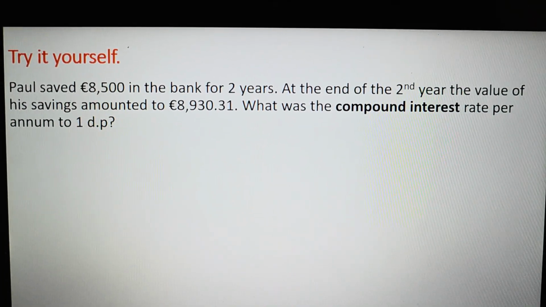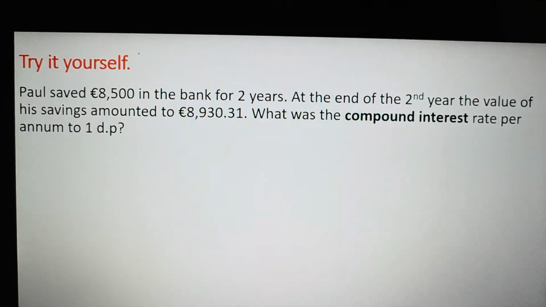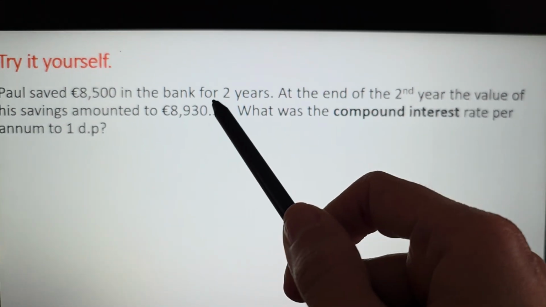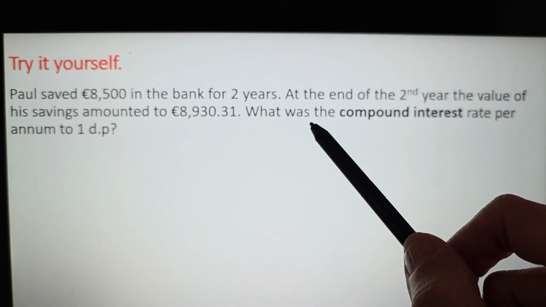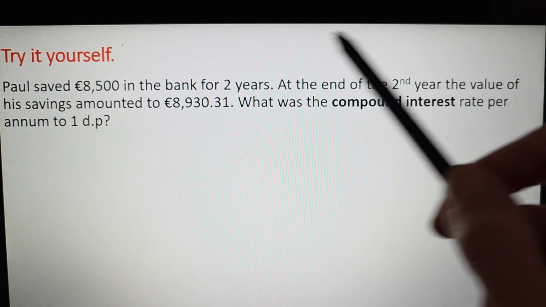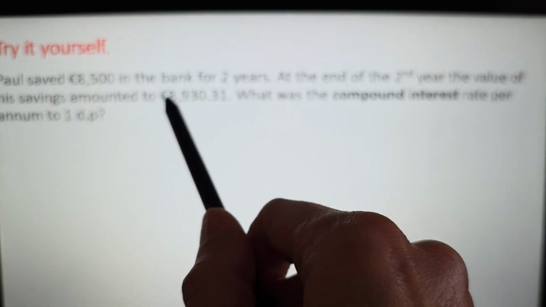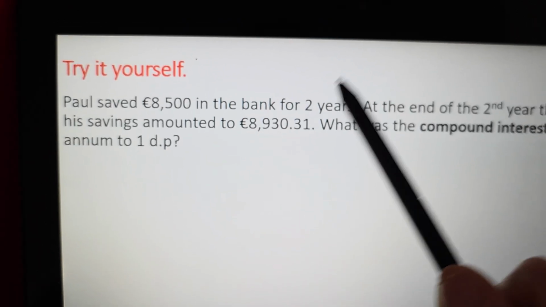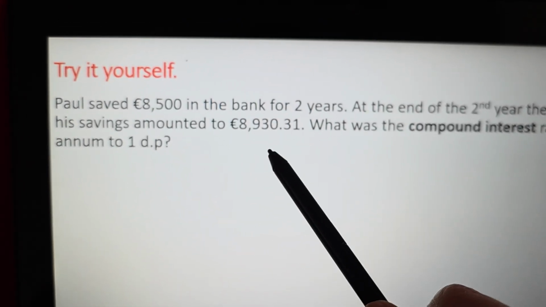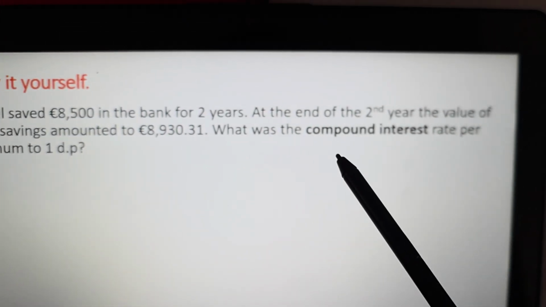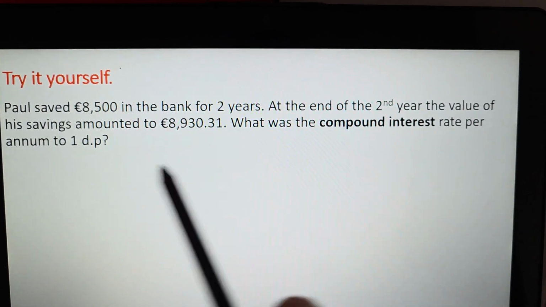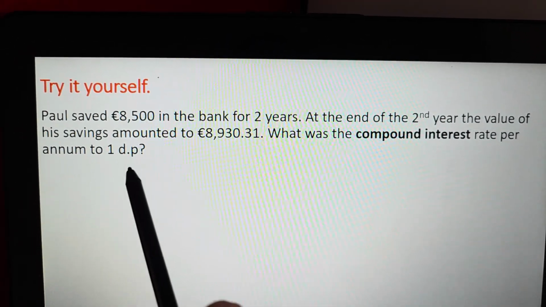Okay, Paul saved 8,500 in the bank for 2 years. So that's going to be my value for P. All right. Now, time is 2 years initially. At the end of the second year, the value of his savings amounted to €8,930.31. That's F. That was the final value. What was the compound interest rate per annum? And give your answer to one decimal place.